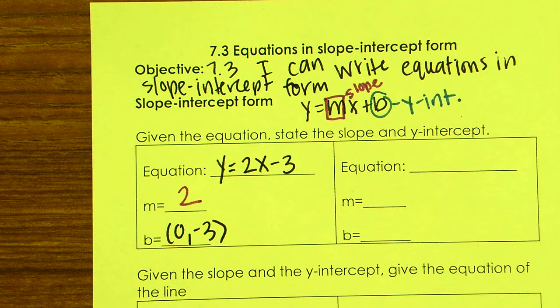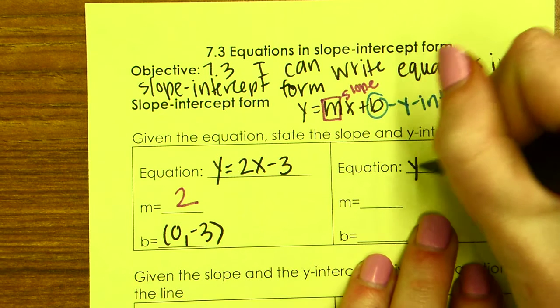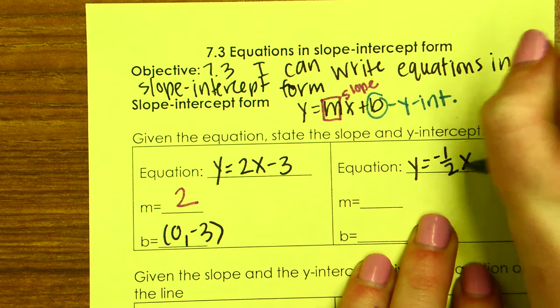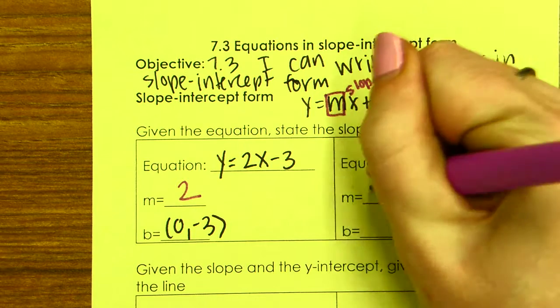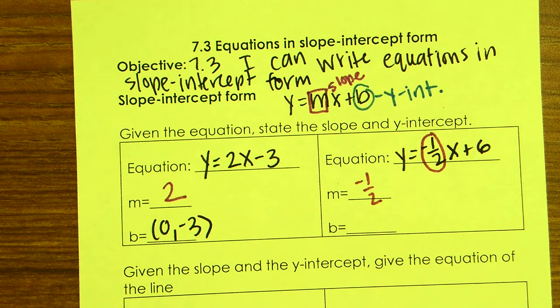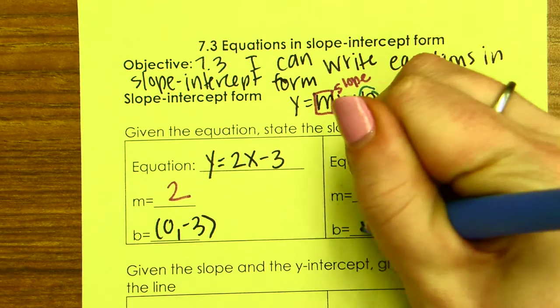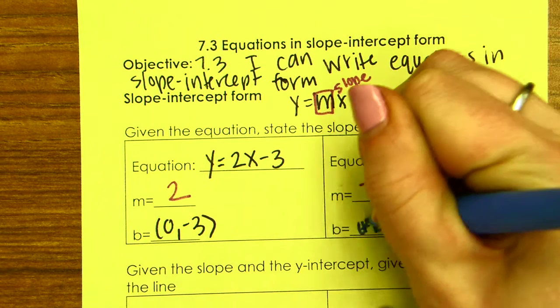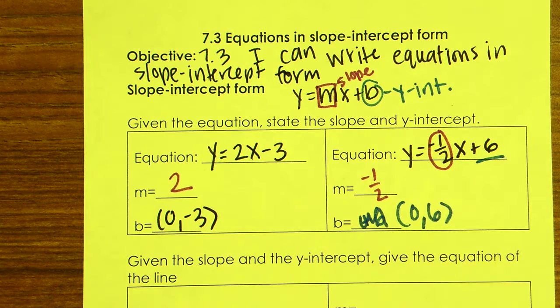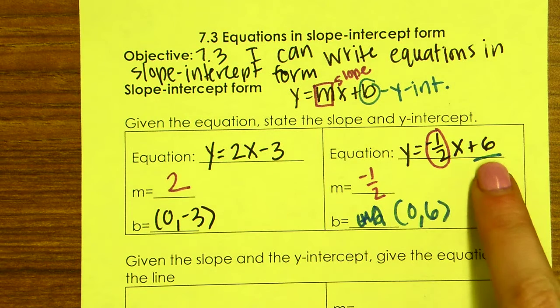Let's say for our next one, the equation is y equals -1/2 x plus 6. The slope is the coefficient on the x again, so my slope is -1/2. And my y-intercept is the constant term at the end, so it's the +6. So I should say it crosses the y-axis at (0, 6), because I have a +6 right here.